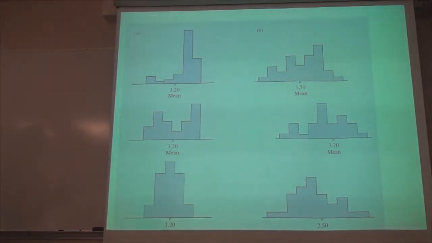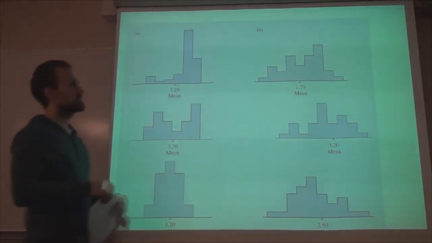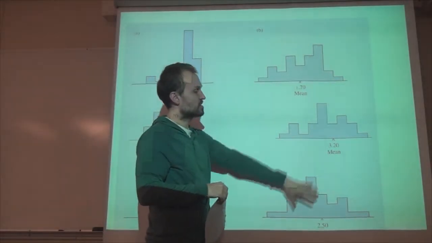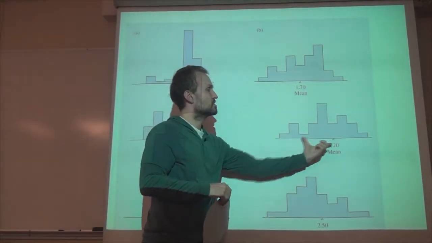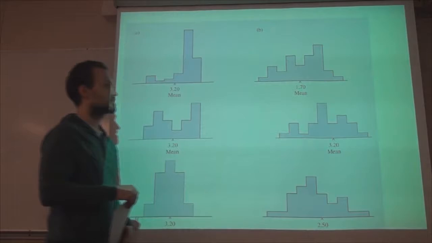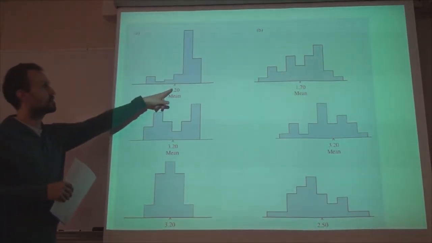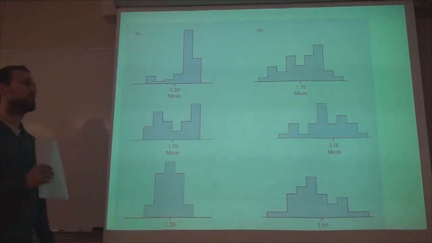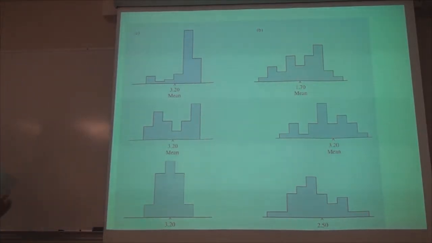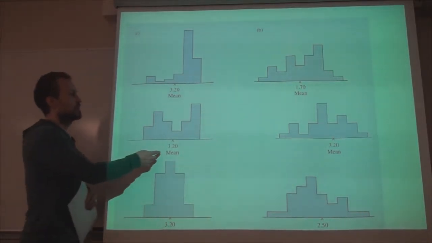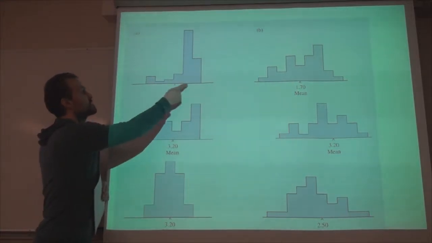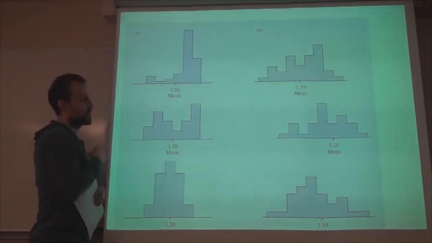And how much variability there is seems to just visually be similar. They're sort of the same spread around the mean. But if I look at these with all the same mean, they're not necessarily the same distribution just because they have the same mean. They're spread around the mean in different ways.